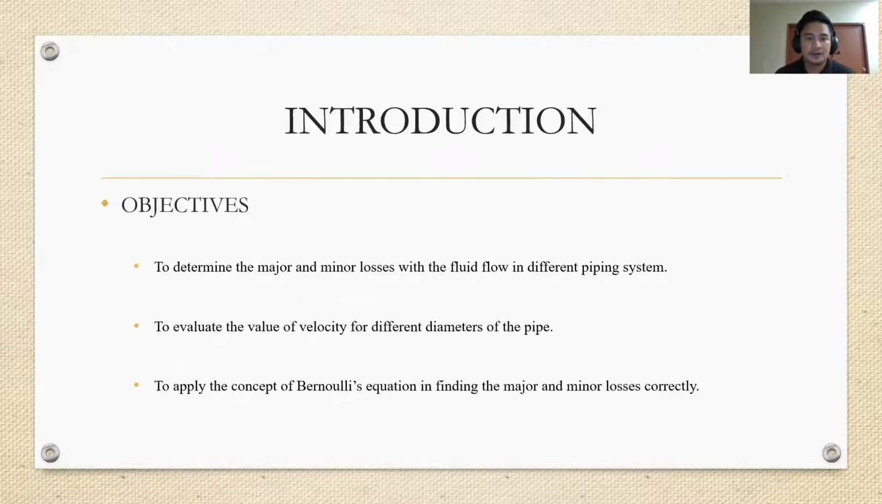Next, our objective is to determine the major and minor losses with the fluid flow in different piping systems. Second, to evaluate the value of velocity for different diameters of the pipe. Third, to apply the concept of Bernoulli equation in finding the major and minor losses correctly.